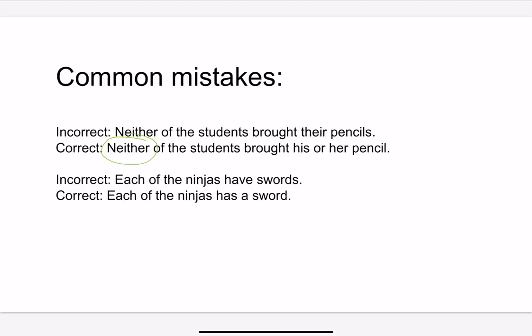So if I said, have all of the students brought their pencils, that would be fine. But in this case, has either student brought, then I'm supposed to say his or her pencil. Now, in the second example, each of the ninjas have swords. Each is actually the subject of this sentence, not ninjas. So it's supposed to be each of the ninjas has a sword.